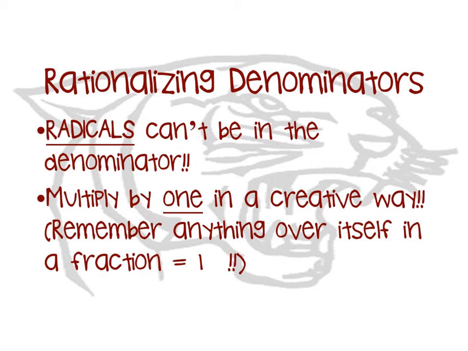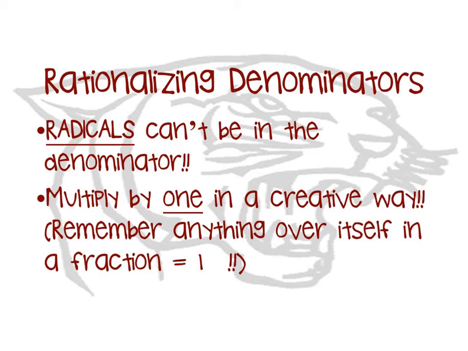Now we're going to look at rationalizing denominators. When we rationalize denominators, it's because there's a radical in the denominator of a fraction. Radicals mathematically can never be in the denominator. It's just a mathematical rule. So the way to fix this problem is we multiply by 1 in a creative way.